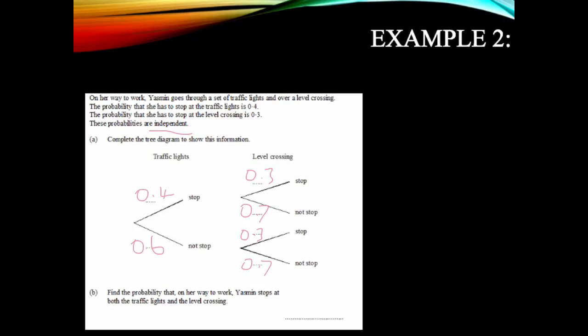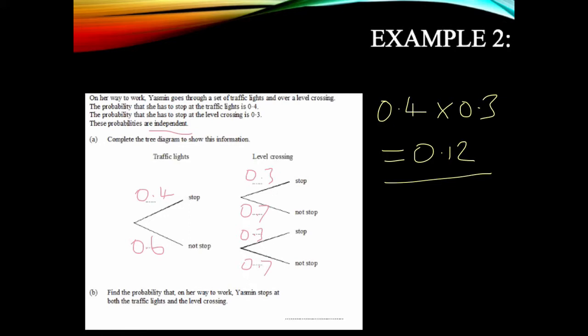Part B. Find the probability that on her way to work, Yasmin stops at both traffic lights and the level crossing. So it stops at the traffic lights and the crossing. So what we need to do is 0.4 times 0.3, and that's going to give us 0.12. If you multiply this wrong and you get 1.2, straight away alarm bells should be ringing, because I can't get a probability bigger than 1. Go back, check your working out, see what you've done wrong.